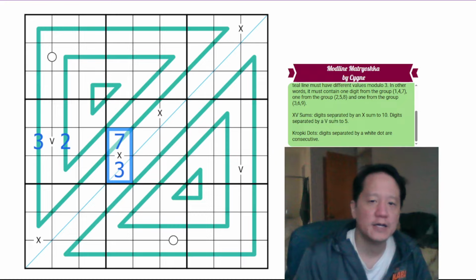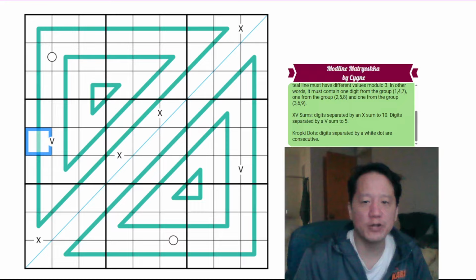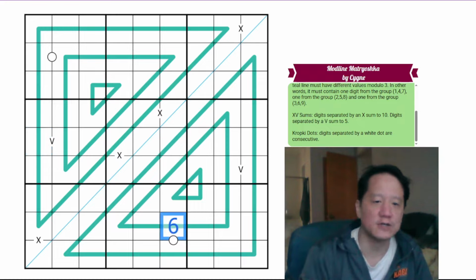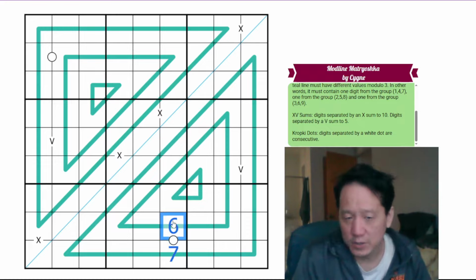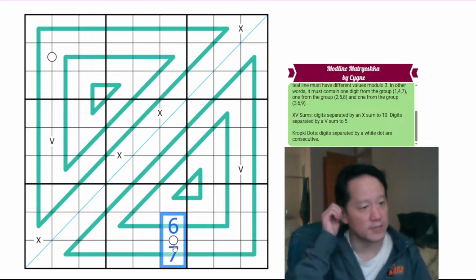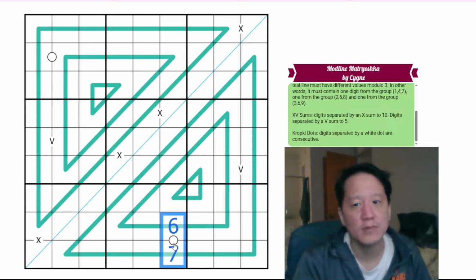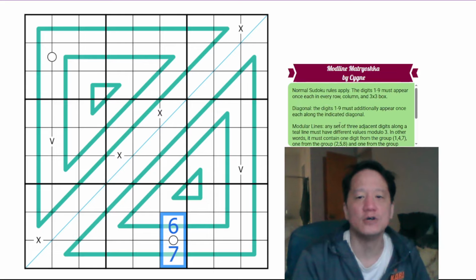And finally, we have Kropki dots, where digits separated by a white dot are consecutive. So say you had a 6 here, then this would force this to be 5 or 7, because those are the only digits which are consecutive with 6. And those are all the rules.